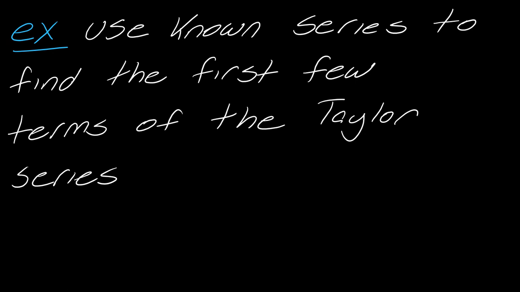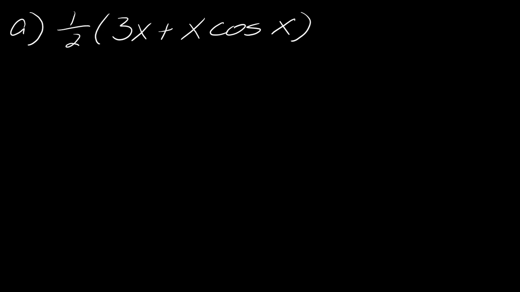So let's talk about now using our series in a couple other examples, and what are other ways that we can play around with this. So I want to use known series to find the first few terms of the following Taylor series. So we're moving away from the errors now, and we're just playing around a little bit more with other Taylor series. So let's say I've got 1/2 times 3x plus x cosine x.